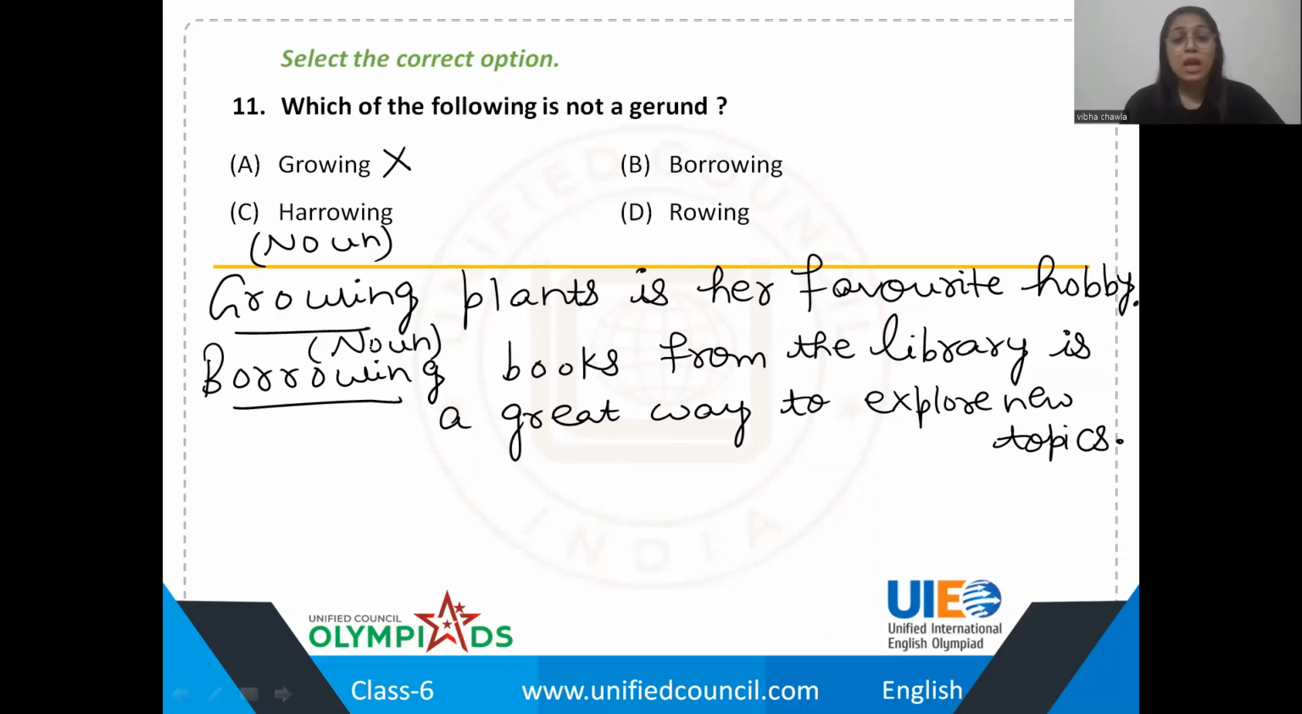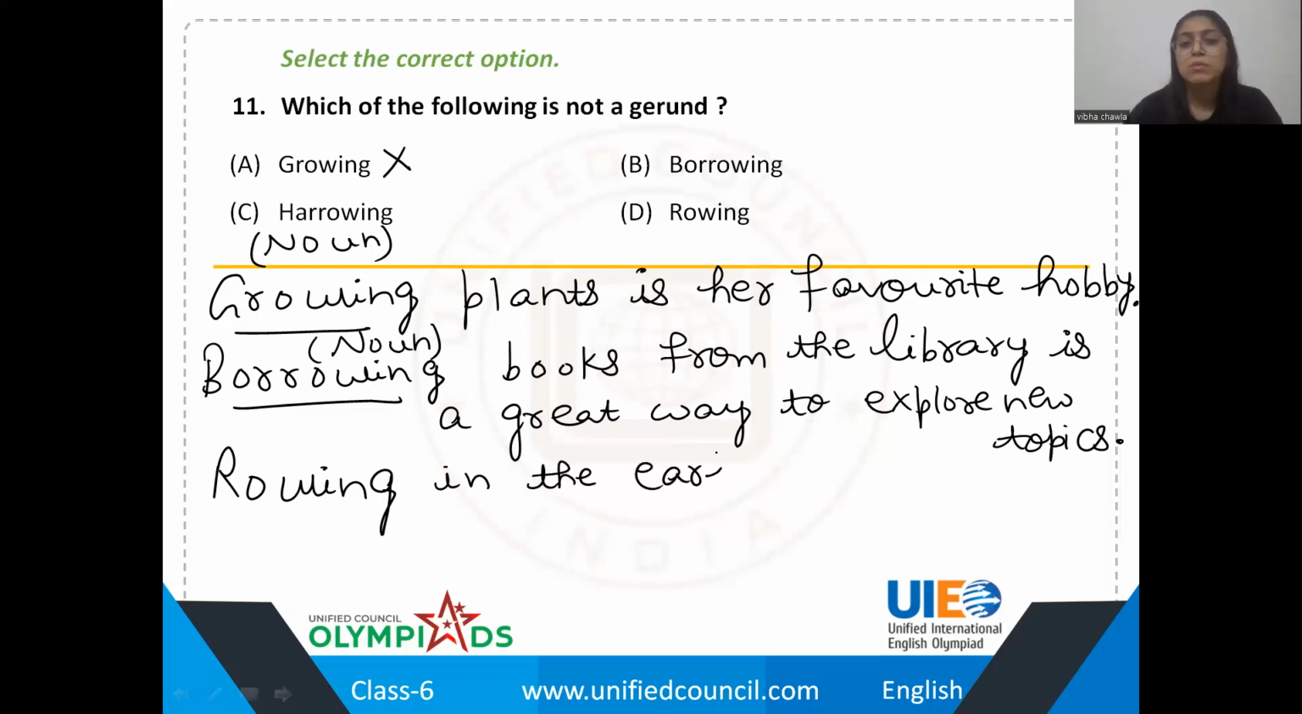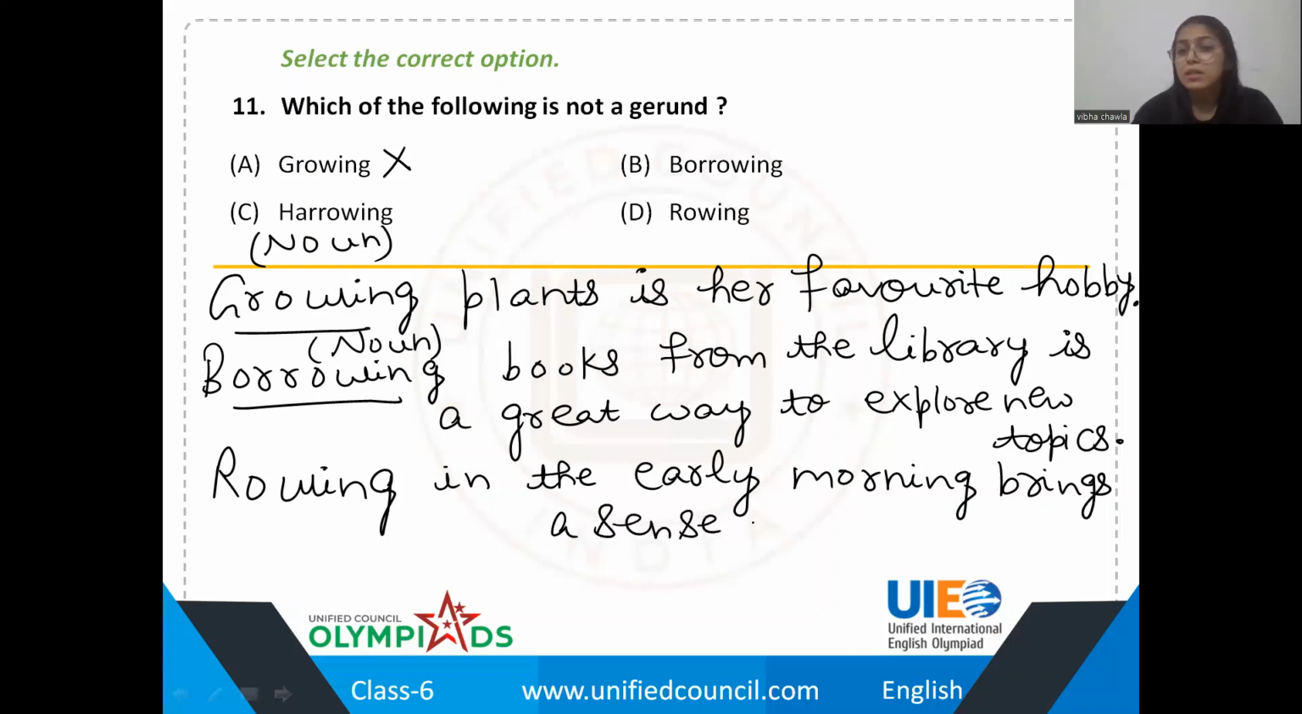Now, next let's come to rowing. We can say, rowing in the early morning brings a sense of tranquility. So you see, rowing is a name of an exercise basically, so it is also a noun, acting as a subject in this sentence again.